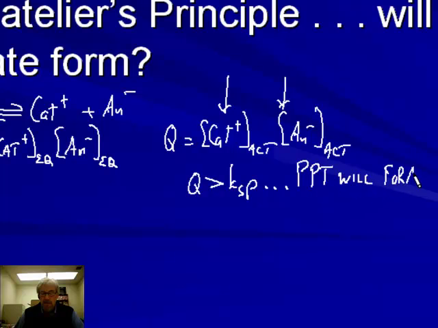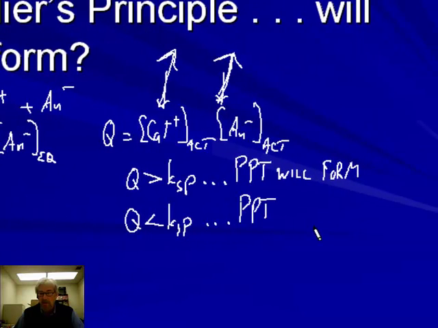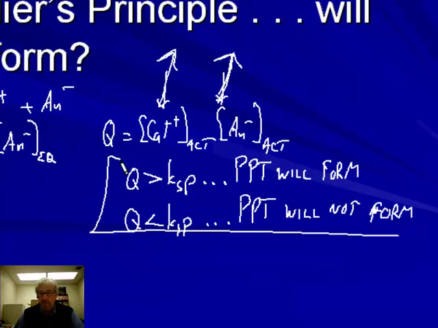Now let's look at the other situation. If Q is less than KSP, what does that mean? Well, if Q is less than KSP, then that means the concentrations of cation and anion are not large enough. So the system is going to shift to the right in order to make these concentrations rise so that they can get up high enough to be equal to KSP. So if Q is less than KSP, we're not going to get any of the solid that's on the left-hand side, and the precipitate will not form. So we can use this set of rules here as a guideline to solve these kinds of problems.